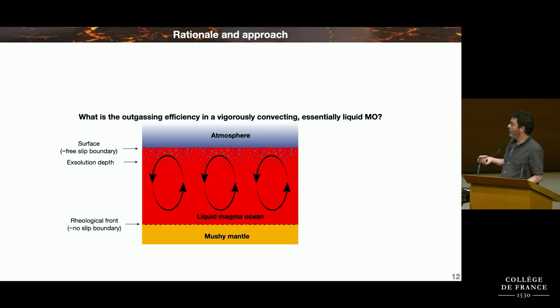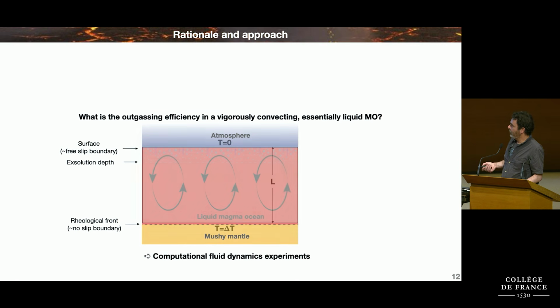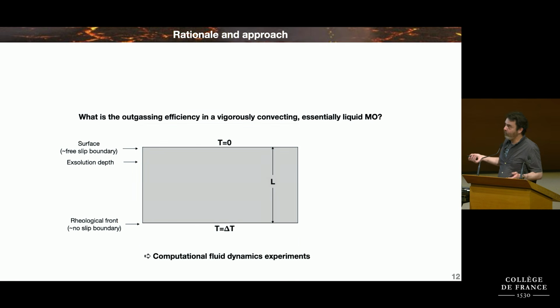And this is the system we want to model. So basically a vigorously convective liquid magma ocean in contact with the atmosphere. Here you have what I mentioned before, the depth or the pressure at which you start to form the bubbles, which I call the exsolution depth, or GE, in many slides that you will see. And at the bottom, you can imagine that you have a solidification front, so you have a mushy mantle. This is equivalent or similar to having a no-slip boundary, and here a free-slip or free surface boundary. So we want to model what is happening in this system.